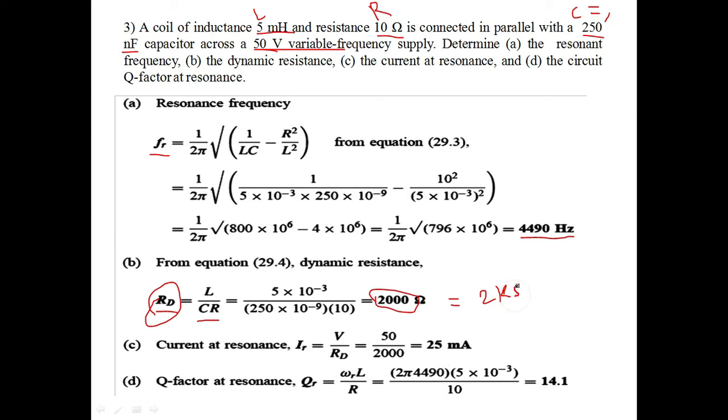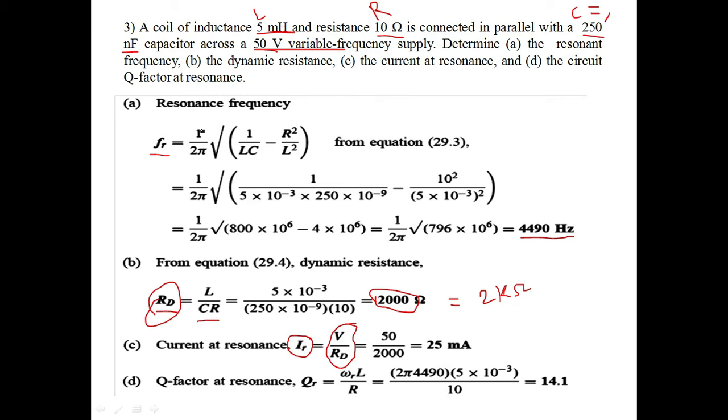2 kilo ohm. So next is the current at resonance. The current at resonance, we calculated the value of I_R, which is equal to V upon R_D, V upon R of D. The voltage drop across the capacitor should be provided.